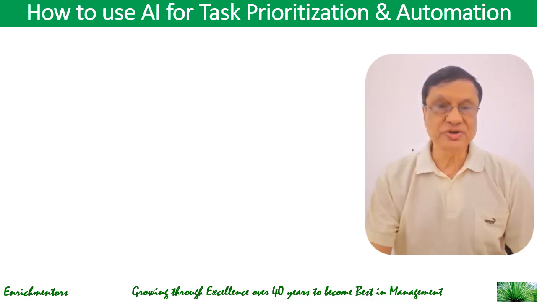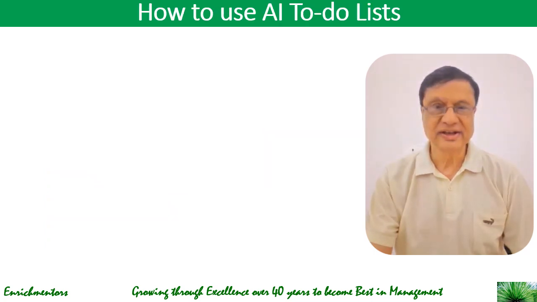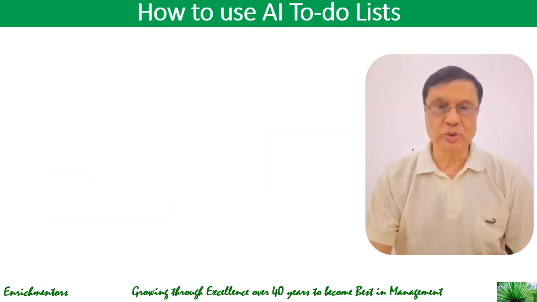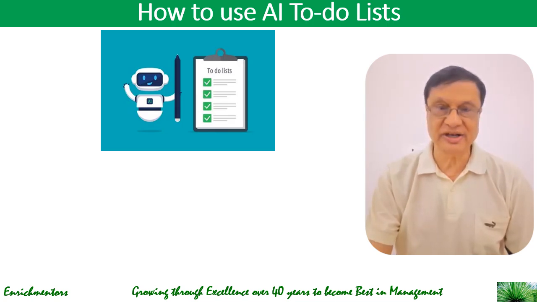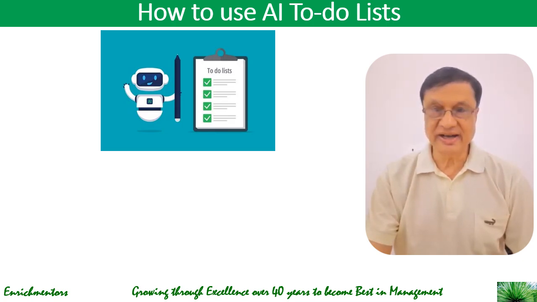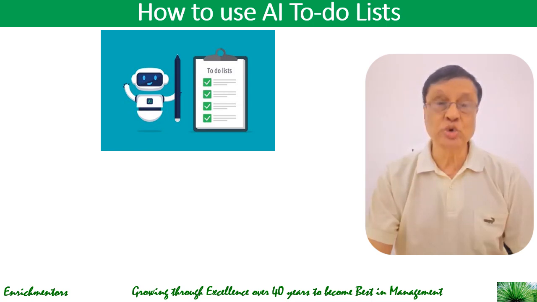So how do you think you can use AI for task prioritization and automation? Any thoughts? There are two broad things that you can do. One is to use AI to-do lists, as we started talking about in the beginning of this lecture. The AI to-do lists, like To-do list with AI, Notion AI. What they do is they prioritize tasks using urgency, importance, and deadlines instead of leaving you to decide. So they start doing that for you.